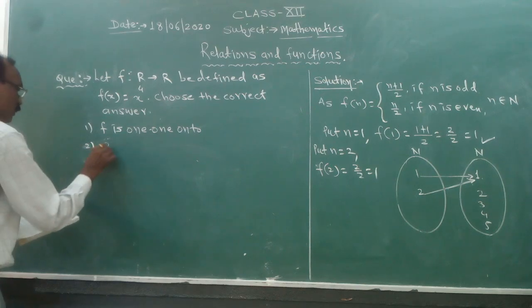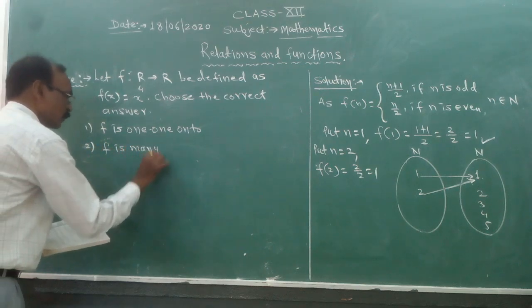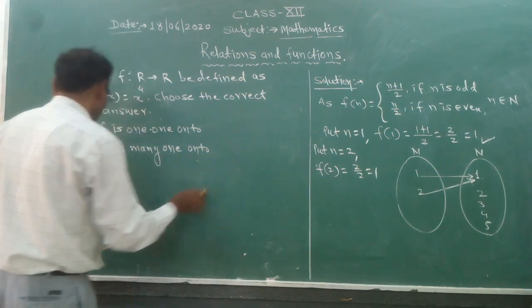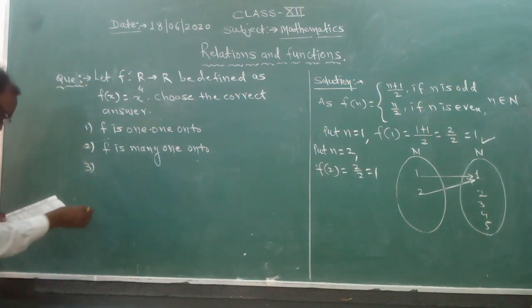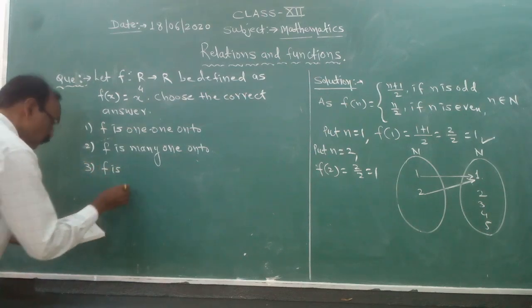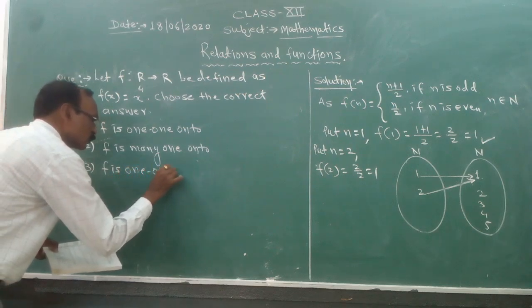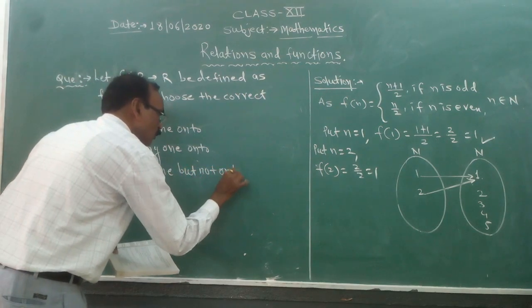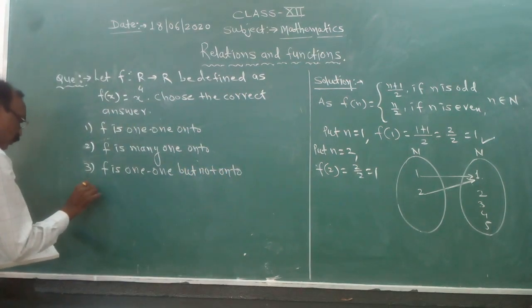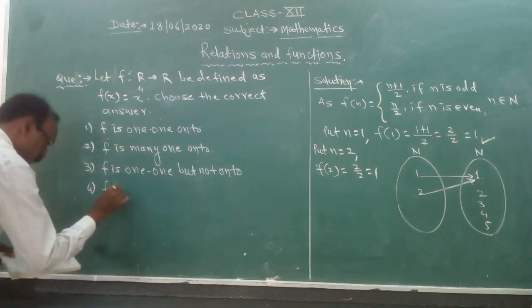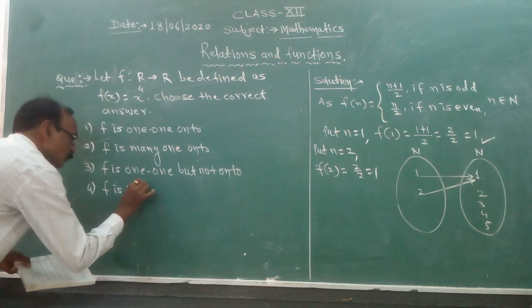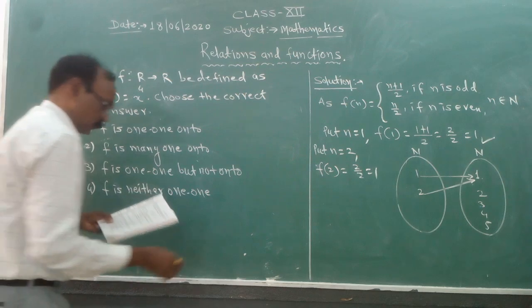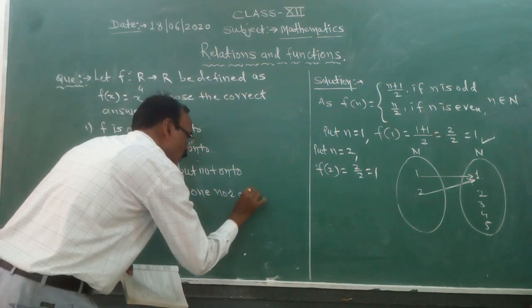f is many-one and onto. Third, f is 1-1, it is 1-1 but not onto. And fourth, f is neither 1-1 nor onto.